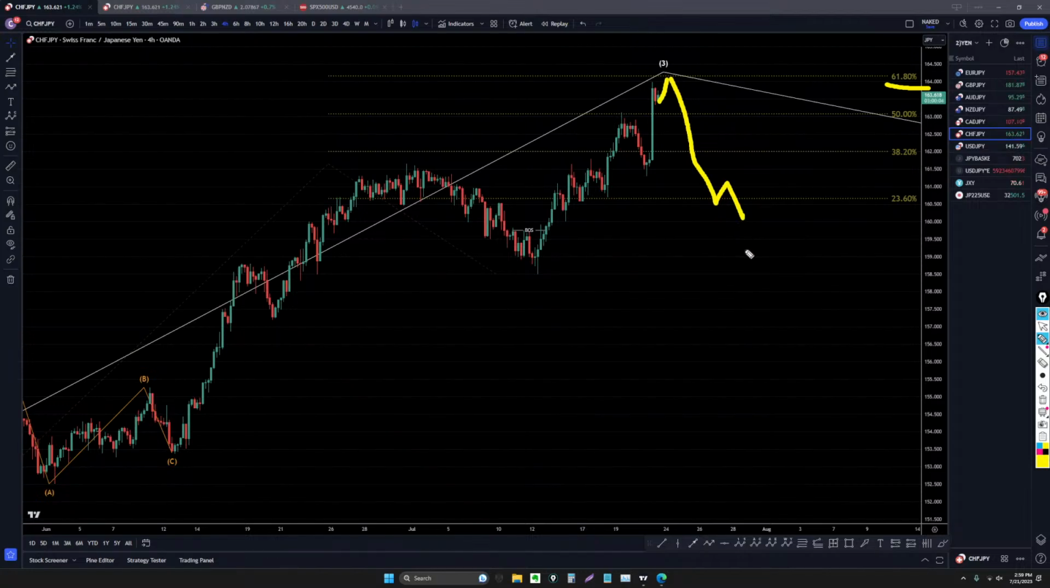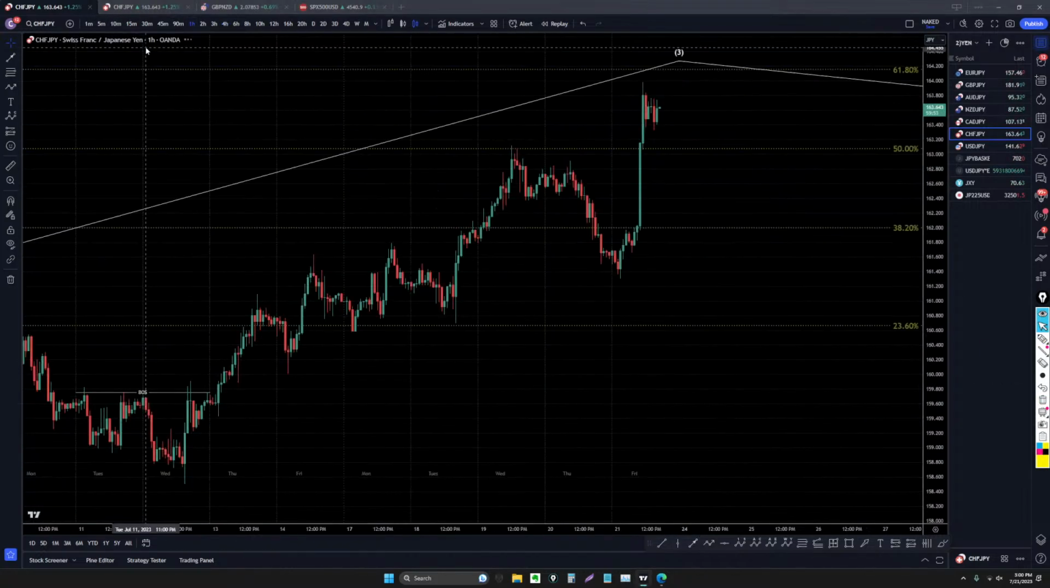But I think that downtrend is going to already be a wave C, and I think that once that's complete, it'll probably go back up. So I definitely would still be looking for longs on this one. The Swiss is probably still one of the strongest currencies we have right now.